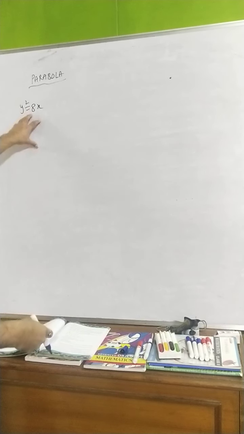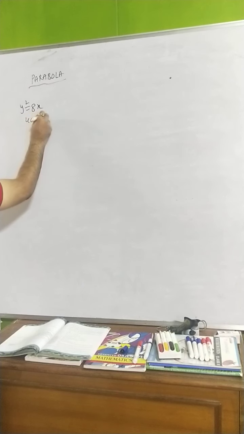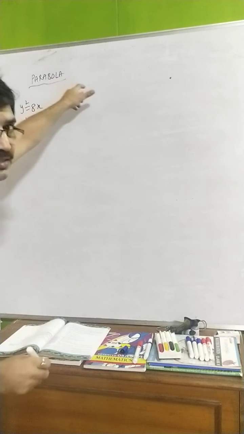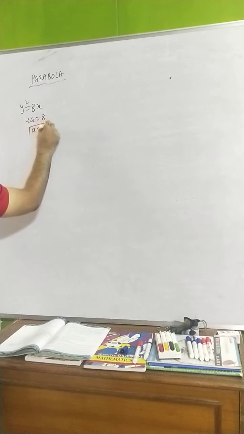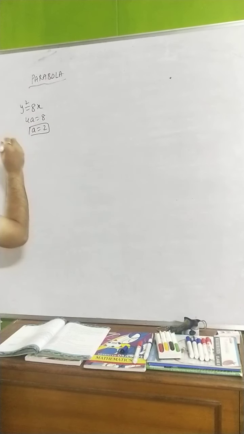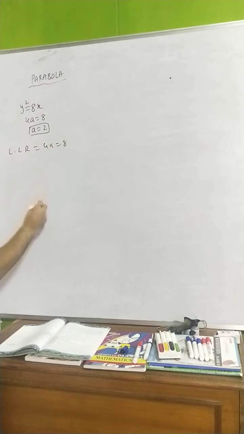Suppose I said to you, write all the points related to this, what are you going to write? First thing, you take down 4a. Compare with y square equal to 4ax. 4a is equal to 8. A is equal to 2 you will get. Once you got a is 2, you start writing. The length of latus rectum is 4a, that is 8.